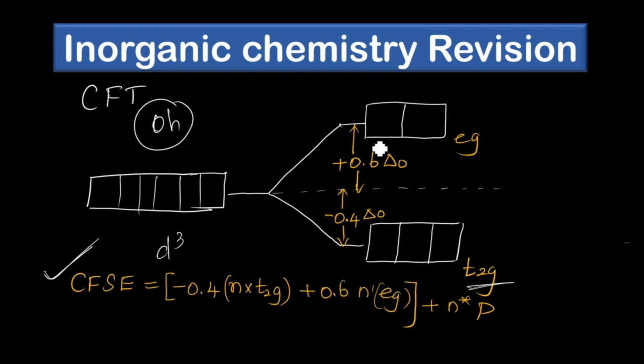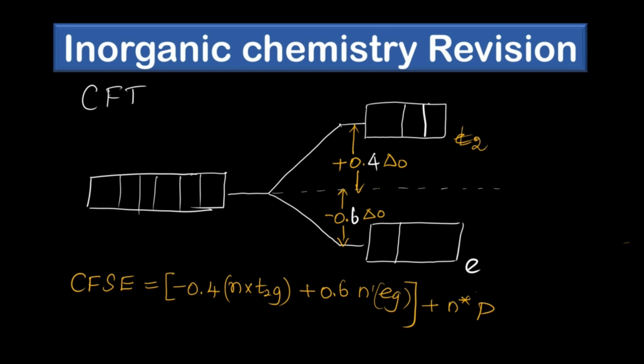And from the barycenter, plus 0.6 del octahedral and minus 0.4 del octahedral to the T2G, EG center point. Center point is called the barycenter. Okay, this is the formula to find out the CFSE value, crystal field stabilization energy.